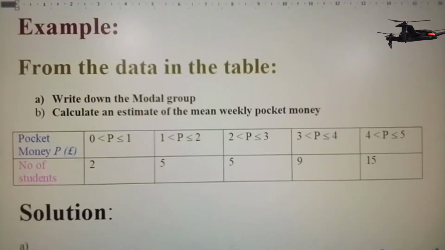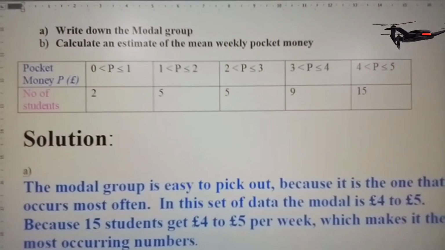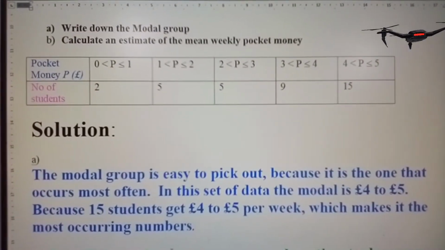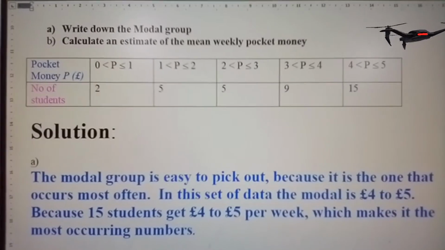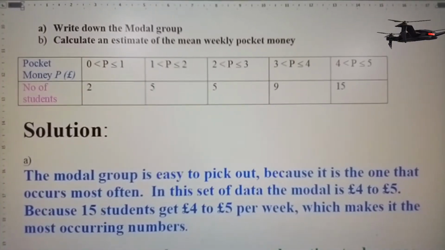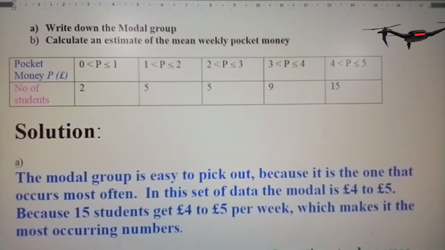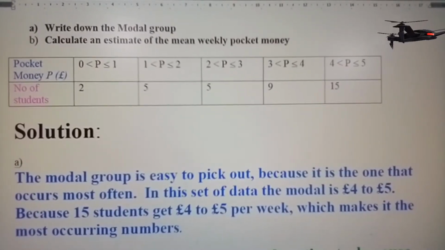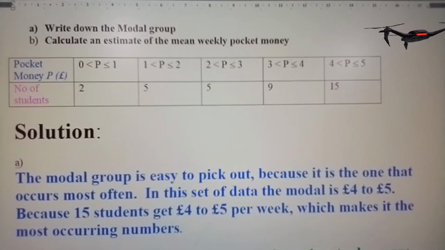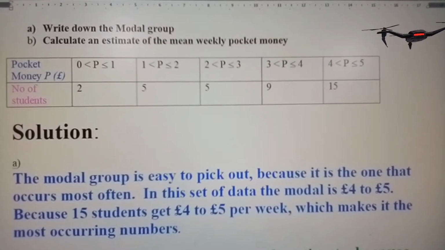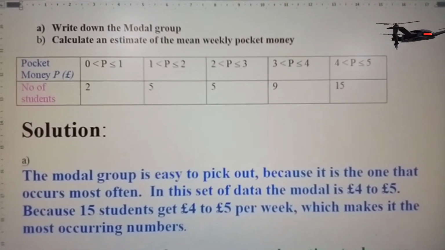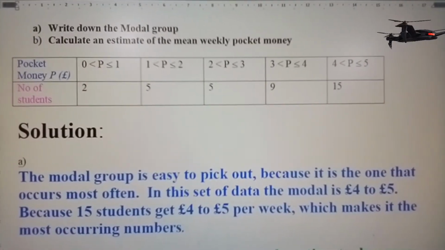Now, solution. The modal group is easy to pick out because it is the one that occurs most often. In this set of data, the modal group is £4 to £5 because 15 students get £4 to £5 per week, which makes it the most occurring number. I should say numbers.